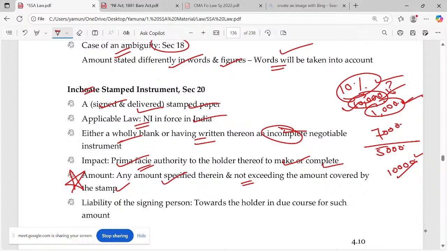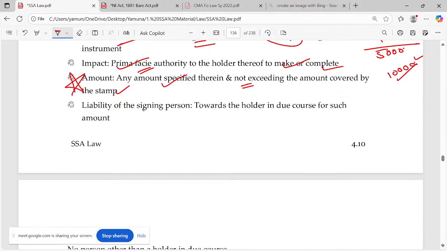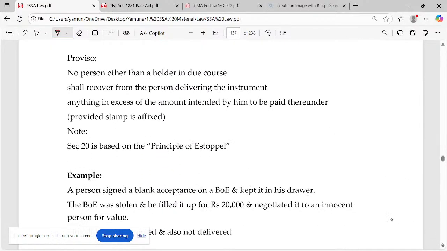So this is an important case. And the liability is on the signing person. Yes, obviously, who is signing? Probably that is the holder in due course. All the other rights will come by default. Proviso: yes, no person other than the holder in due course can recover the amount. It's normal. Okay, you just follow the principle of estoppel.